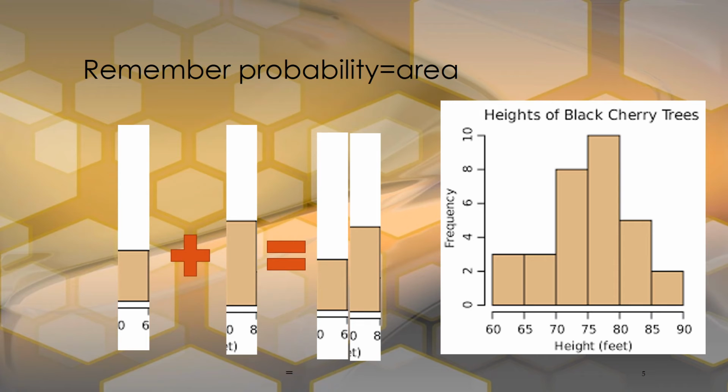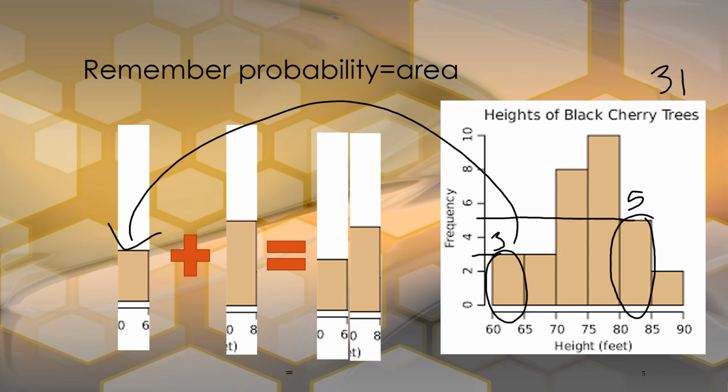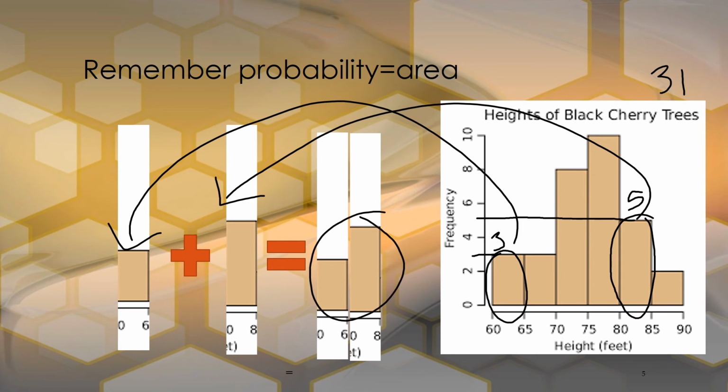So what we're going to do is find the probability of the 60 to 65 here, and the probability of the 80 to 85, which is here. It looks like we have 3 trees in the 60 to 65 feet range and 5 trees in the 80 to 85 range. So 3 and 5. And if you remember, overall we have 31 trees. So over here is this first bar. This is the 3 and this is the 5. But we want the probability of both happening.